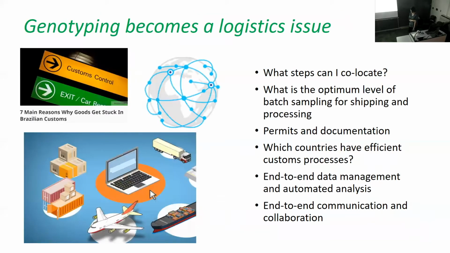And so genotyping became less about science, more about running logistics. What steps can I co-locate? I've got my double haploid lab in the middle of South America with very limited workforce. Where do I put my DNA prep lab? I can't put it next to my double haploid lab because I'm probably going to fail. So now I have to have my DNA extraction lab separate to that.